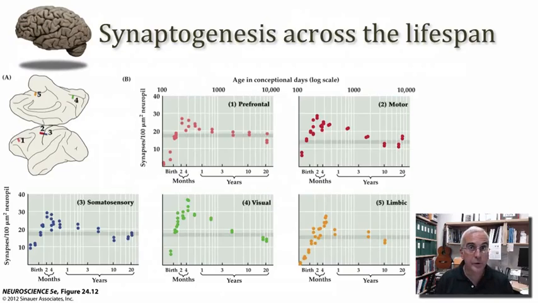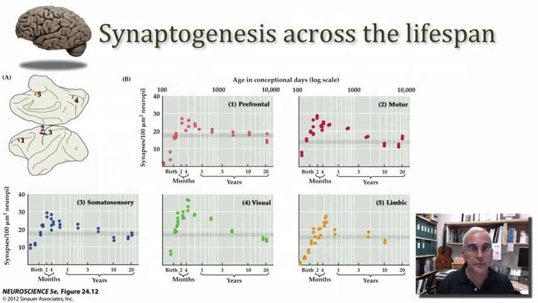Well, there was a heroic series of studies led by Pasko Rakic at Yale University and his collaborators and his students over the years that systematically looked at the density of synaptic connections in an animal model, a very excellent model for understanding synaptogenesis in our brain.